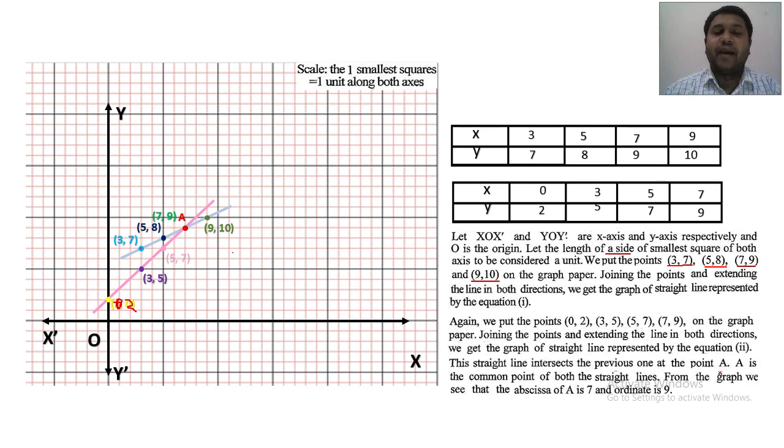Look, the same sentence was written in the previous question's answer, so I think you will understand. A is a common point on both straight lines. From the graph, we see that the abscissa of A is 7 and the ordinate is 9. So that is our answer. The question told us to find the abscissa and the ordinate of the two equations. So 7 is our abscissa, 9 is our ordinate. So that is our answer.